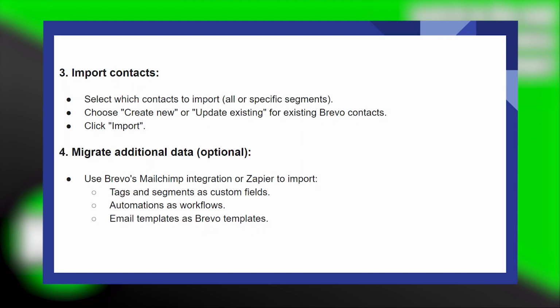Number 4. Migrate other data. Use Brevo's Mailchimp integration or Zapier to import tags and segments as custom fields, automation as workflows, and email templates as Brevo templates.